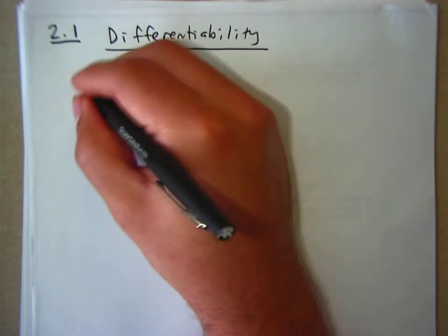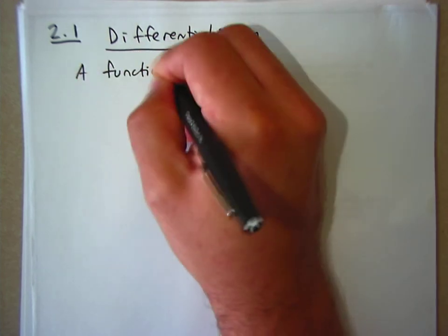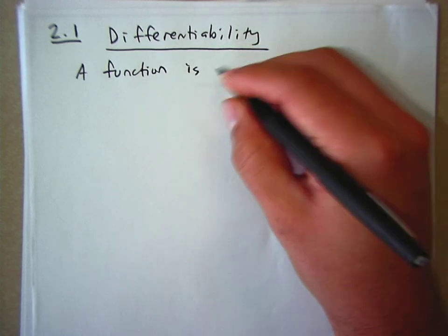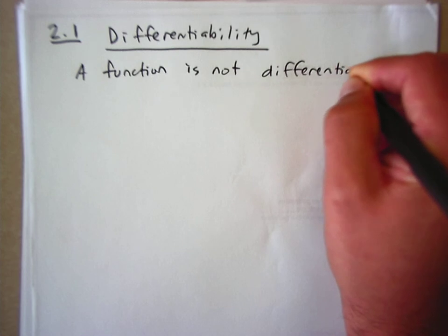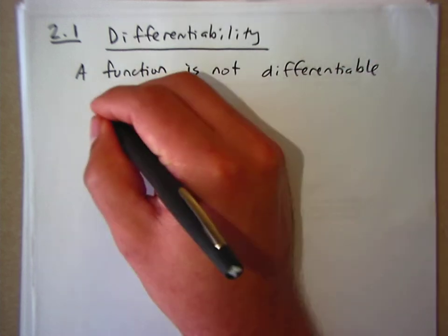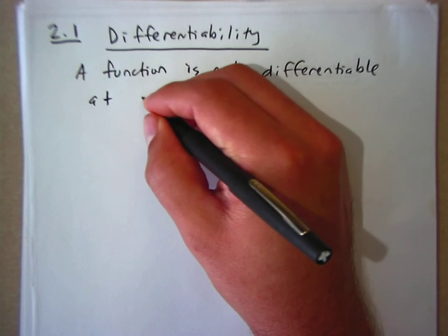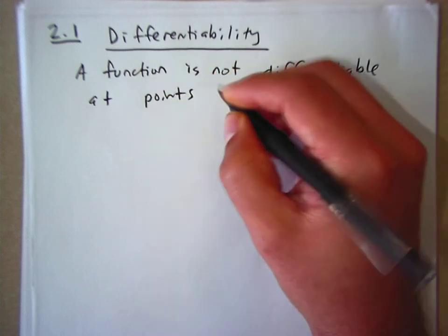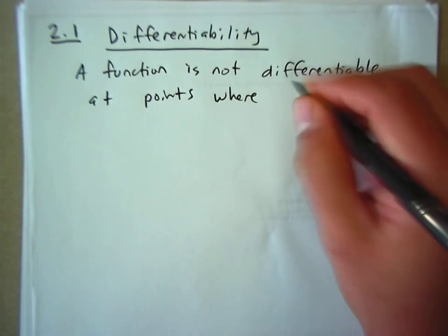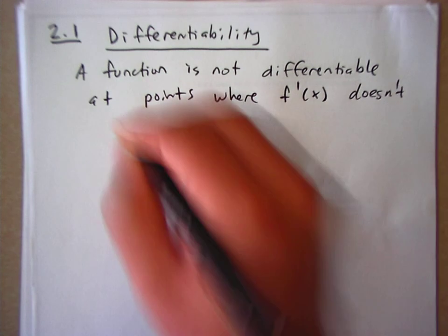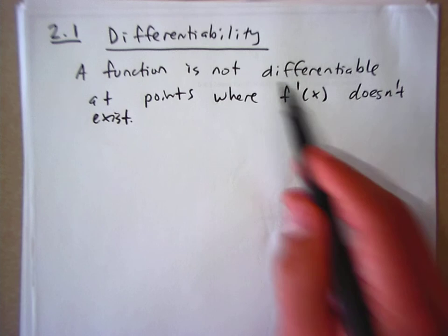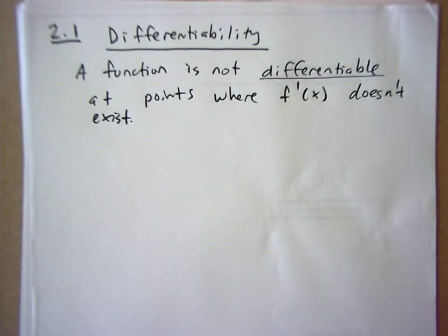Okay, and we say that a function is not differentiable at points where f prime of x doesn't exist. So again, differentiable or differentiability, that's just a fancy way of saying there's no derivative at this location.